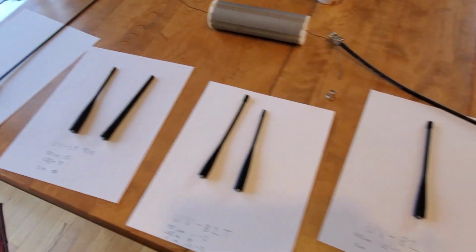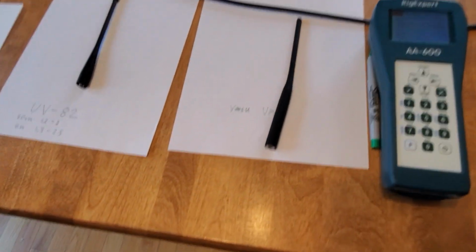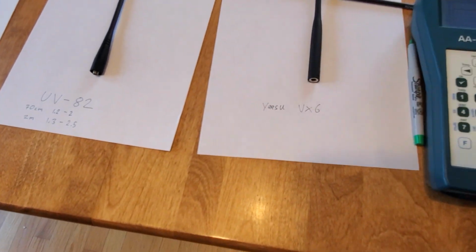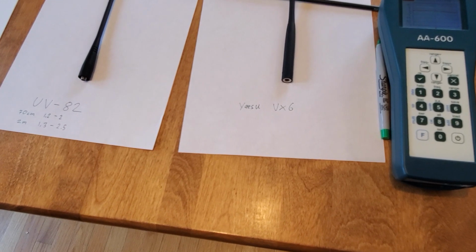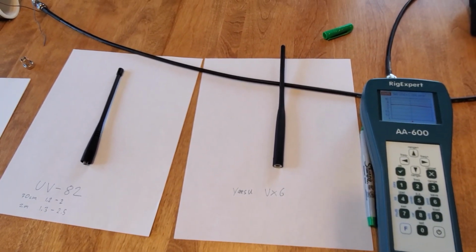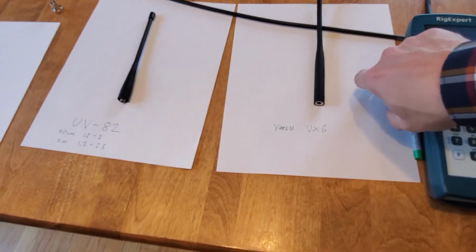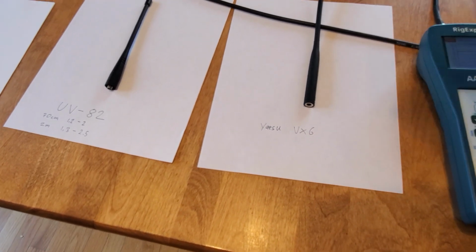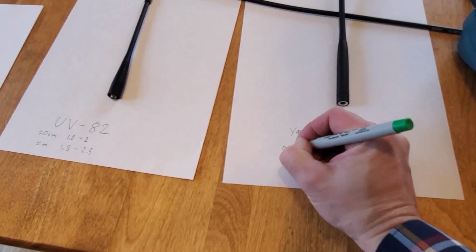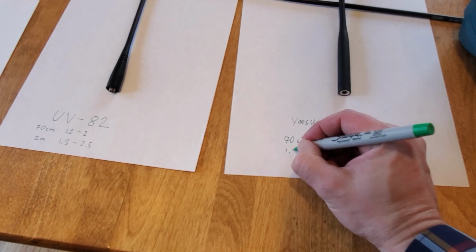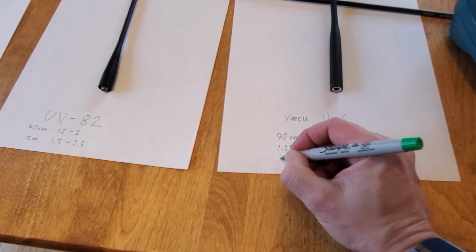Back to our antenna testing. I just wanted to make a small addendum here. I actually do have the Yaesu VX-6 and its antenna. So that's a tri-bander as well. Oh, I forgot to write that down there. So we have 70 centimeters, 1.25 meters and 2 meters.